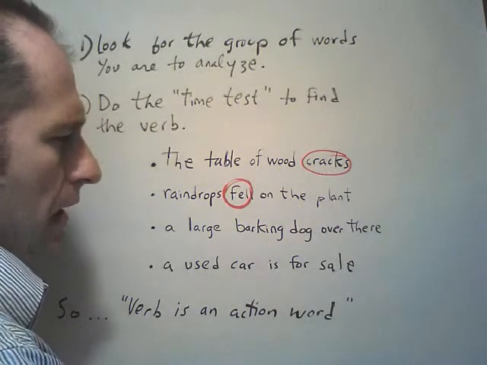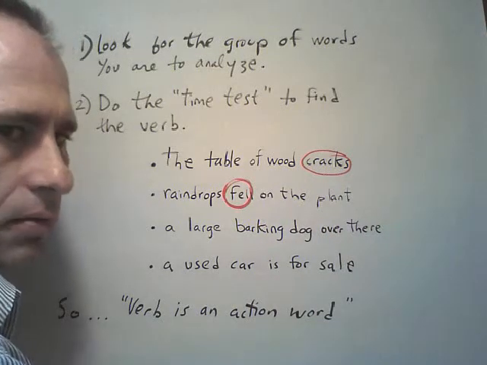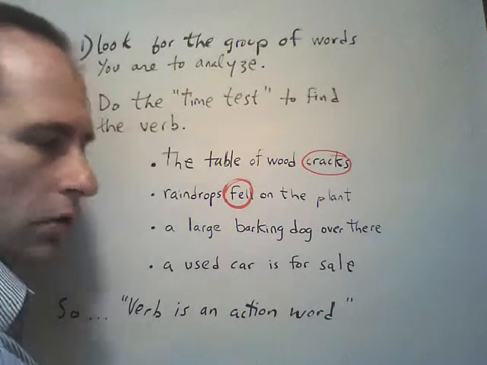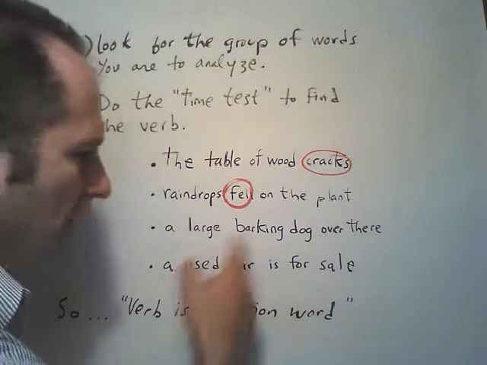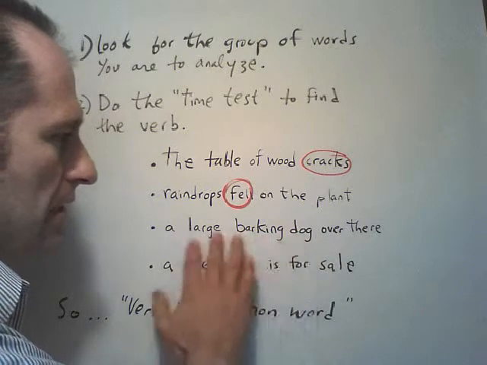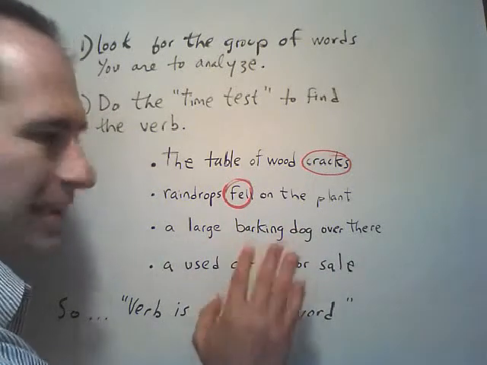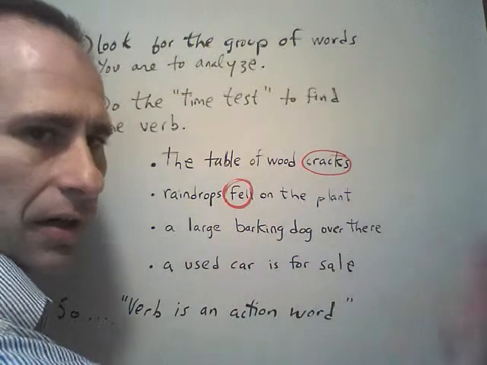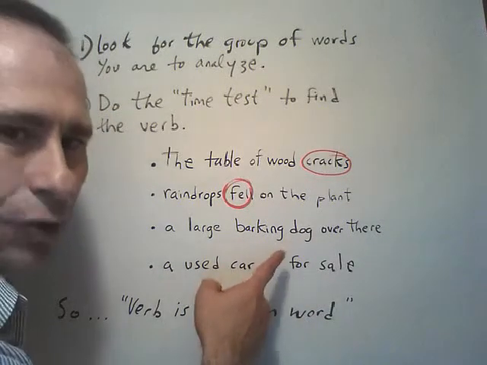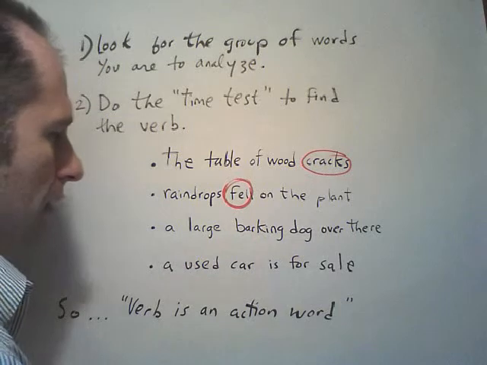So a large barking dog was over there. A large dog barked over there. No. If you say a large dog barked over there, you're changing this. And this is not saying that a large dog barked over there. This is basically saying a large barking dog over there. It's not saying anything because it doesn't have a verb. It doesn't have a real verb. There's no verb here.